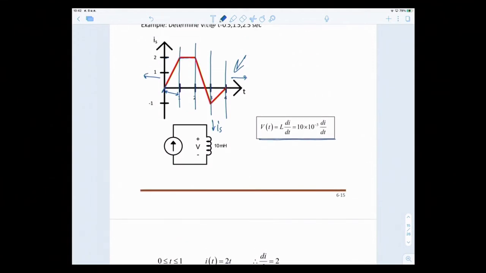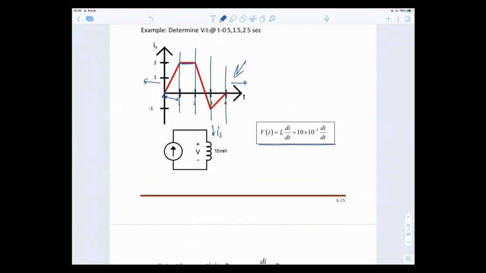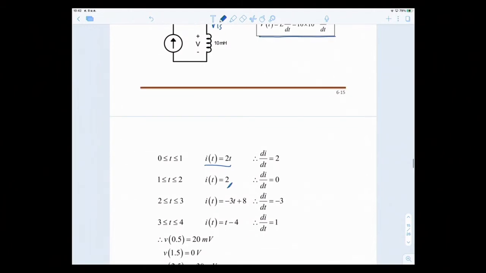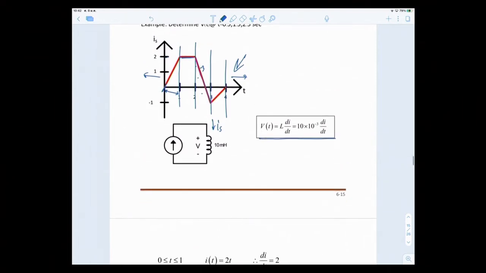Between 1 and 2, it's a constant value of 2. From 2 to 3 seconds it goes down, a negative slope. In 1 second it changes by 3, so the slope is minus 3, and you find the y-intercept, which becomes 8. I'm going to show how to find that. Let's say between 2 and 3, we know the slope is minus 3.